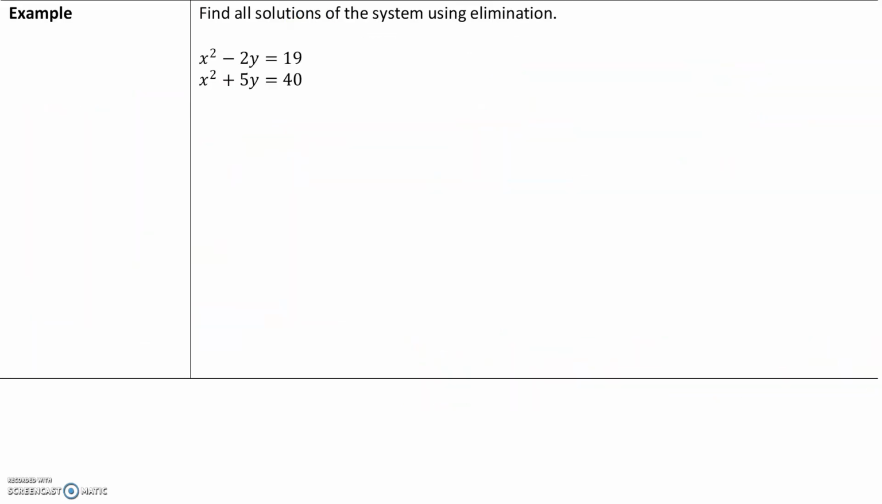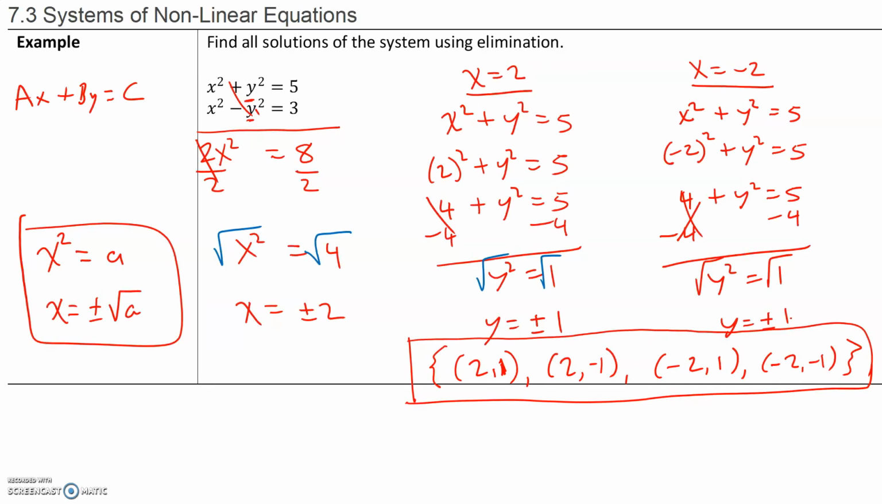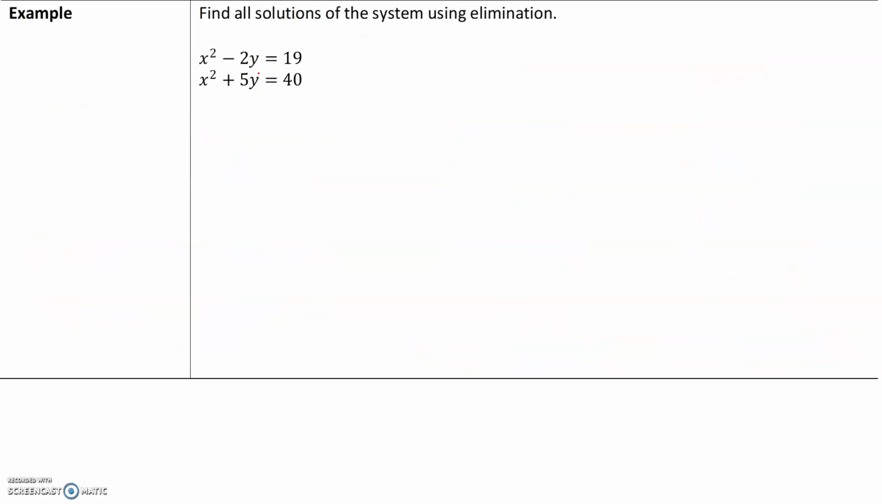We have x squared minus 2y equals 19 and x squared plus 5y equals 40. Notice that here we have x squared and y squared. So because they were both degree 2, we got 4 solutions. Here we have one x squared, that's a degree 2, and we have a y, that's a degree 1. So we should get 3 solutions here.